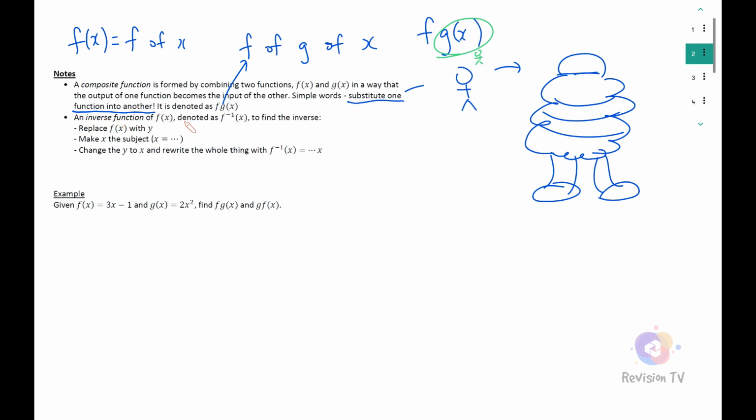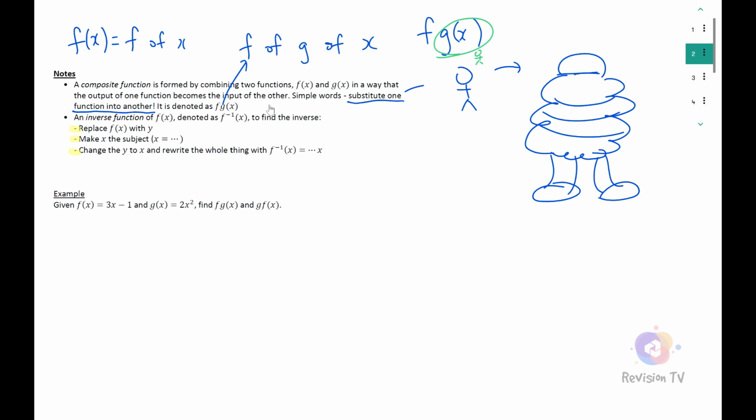Anyway, next one. What's an inverse function then? An inverse function is denoted as f to the power of minus 1 of x. You can see the minus 1 there, so this is called the inverse of f of x. To find the inverse, this is the key takeaway, these three steps. First of all, you replace f of x with y, so you get y equals something. Second step, make x the subject, so x equals something. And the third step is to change the y into x and rewrite the whole thing as the inverse of f of x equals something with x. We'll go through that a bit later.